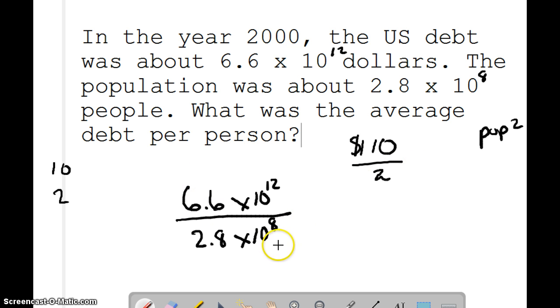Now I can go back to the really hard problem. Same rule applies here. So 10 to the 12th divided by 10 to the 8th, I end up with 10 to the 4th. 6.6 divided by 2.8. I don't have my calculator in front of me. And I get 2.357. We'll say that's enough significant digits. And since it's already in scientific notation form, I don't have to do any movement.